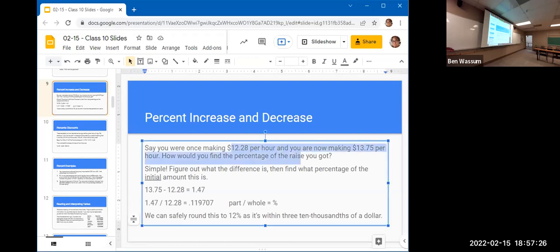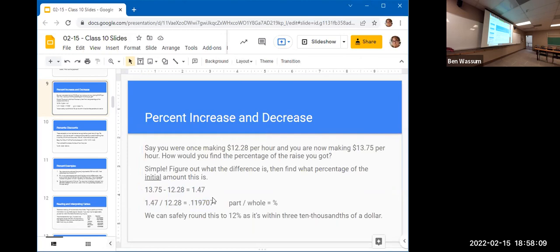So in this particular case, well, how do you find the percentage of the raise you got? Well, you figure out what the difference is. You figure out how much of a raise you just got, and you always divide it by your original amount. So you started out with 12.28, so you're going to divide it by 12.28. So you're figuring out what percentage that $1.47 extra you're getting is of your original amount. You get 0.1197, really, really close to 0.12. So you can say, okay, I got a 12% raise. Not bad, not bad, buddy. 12% is good.